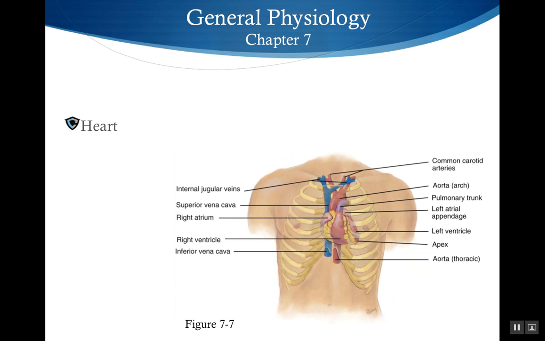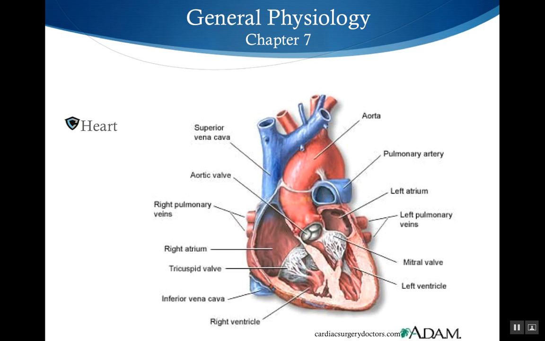So the heart's a hollow muscle that's located in the thoracic cavity between the lungs and above the diaphragm. As you can see here, it pumps 4,000 gallons of blood every single day. And it's about the size of a closed fist. That kind of gives you an idea of the size of your heart, and is surrounded by what we call the pericardium. And it's made up of 4 chambers.